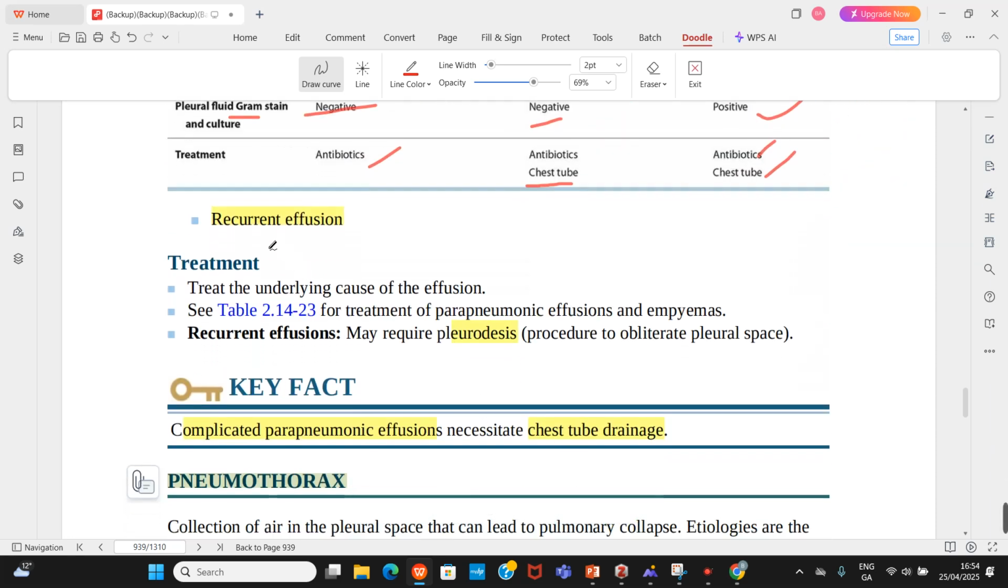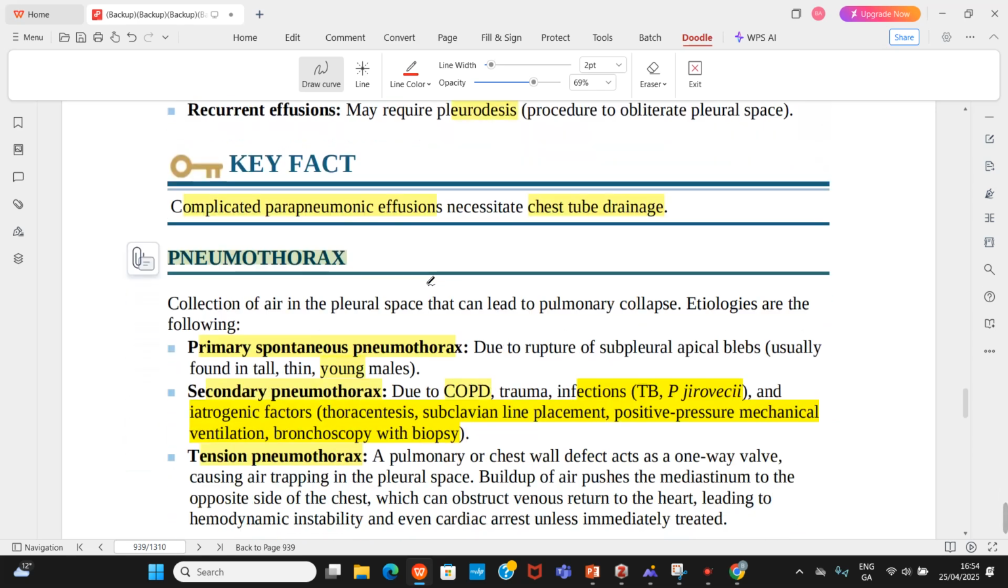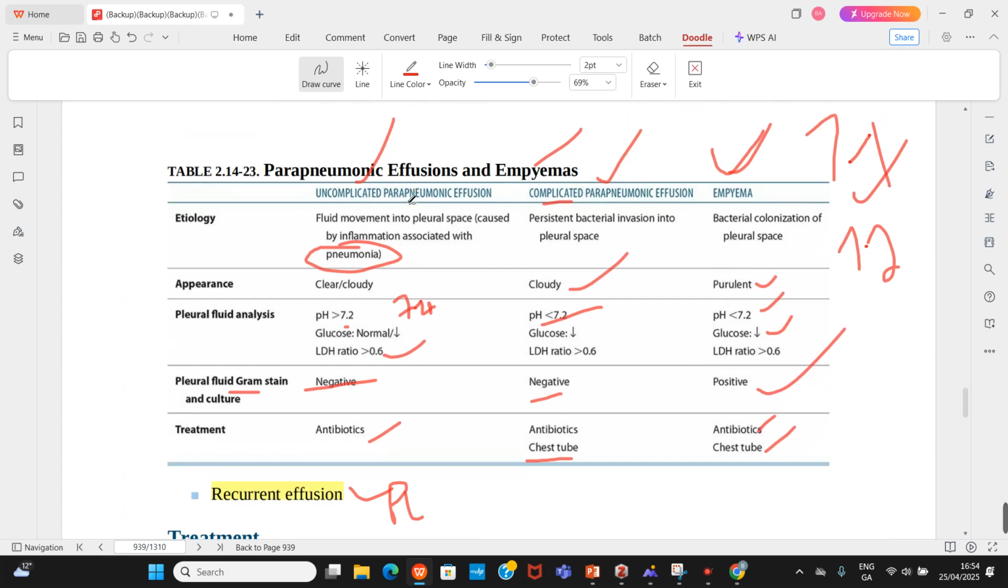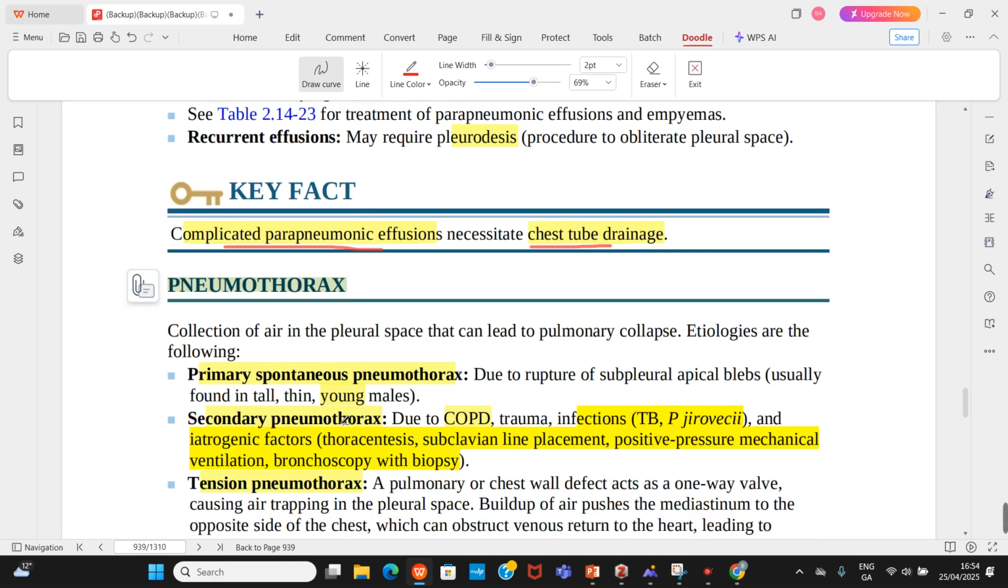Another complication of effusion is recurrence. In this kind of people, you want to do a pleurodesis. Just fuse those pleural spaces together so that there's no space for collection again. So complicated parapneumonic effusion and empyema necessitate chest tube drainage. But for uncomplicated, don't put in a chest tube, just give antibiotics alone.